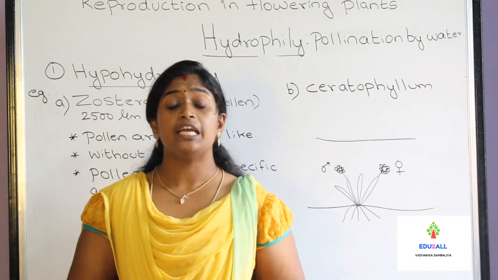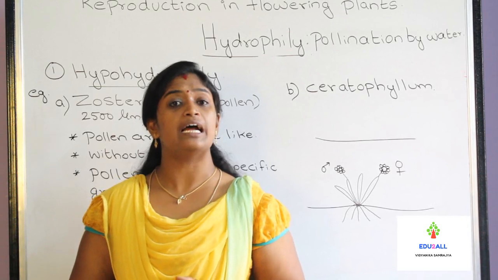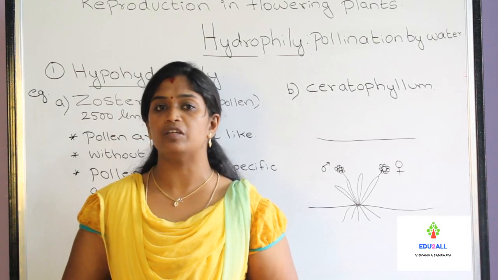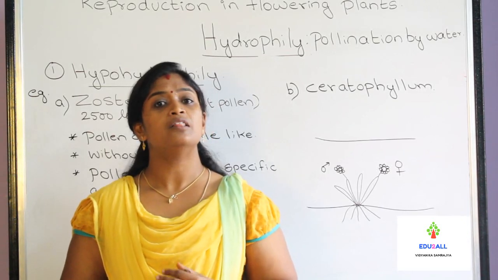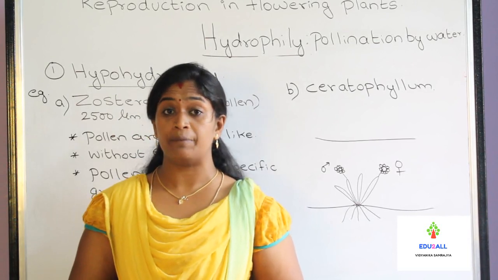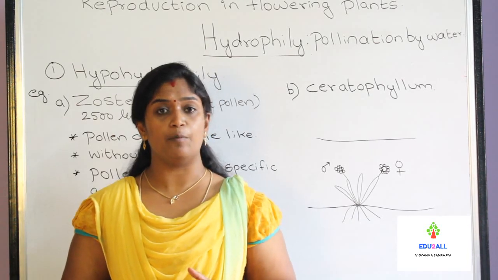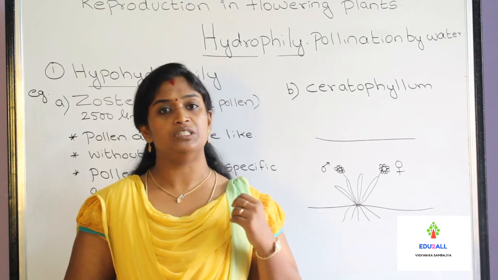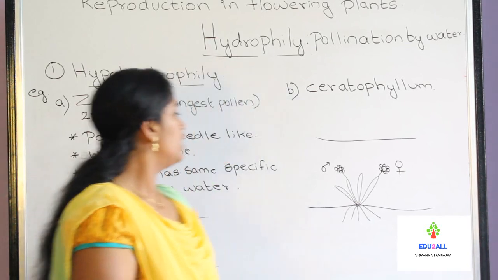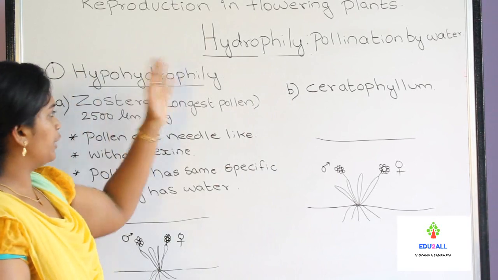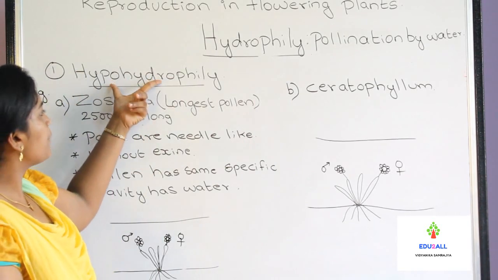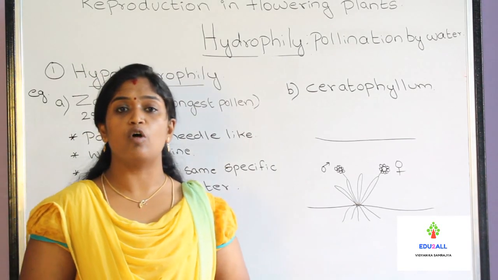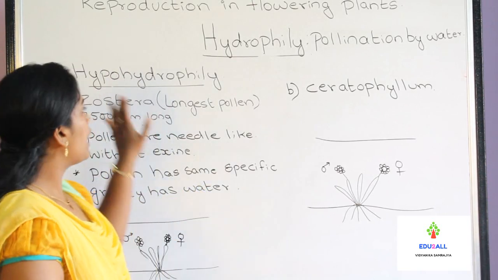Hello everyone. In a previous video we have seen the adaptation for the anemophilous type of plants where the pollinating agent is wind. In today's video let's study about hydrophily where water is a pollinating agent which helps in pollination. There are two types of hydrophily. One is called hypohydrophily, the other one is called epihydrophily.